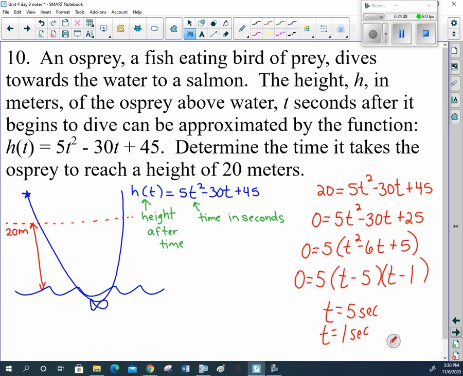So what they're saying is the bird is higher than 20 meters. So the bird is up here flying. After 1 second, he's at 20 meters. Time is still going, tick, tick, tick, tick. He picks the fish up, tick, tick, tick, tick, tick, tick, gets to here. That took 5 seconds. Now he's at 20 meters again, and then continues to go up again. So that's what that formula said.